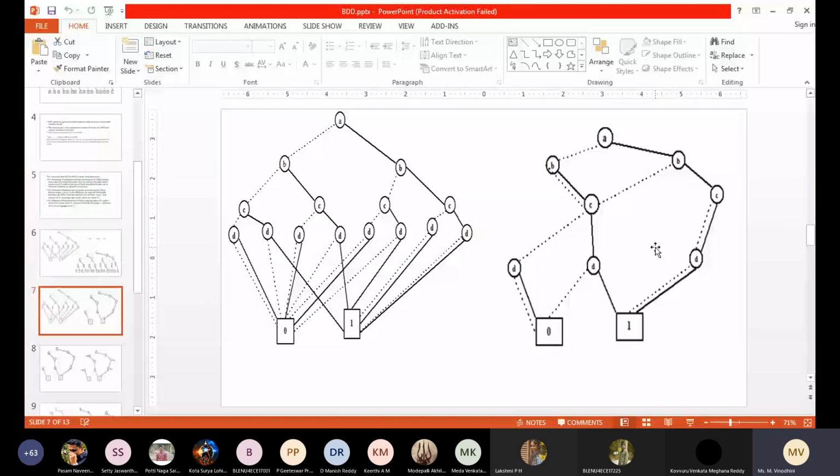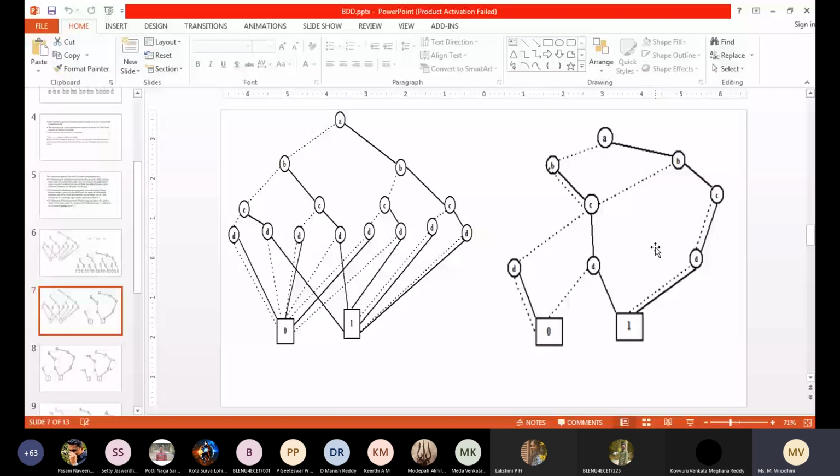A node is said to be redundant if that particular node has one input and two output lines going to the same node. Again, I'll repeat. A node is said to be a redundant node when it has only one input and both the output lines are going to the same node. Can anyone tell me, is there any such node in this diagram?